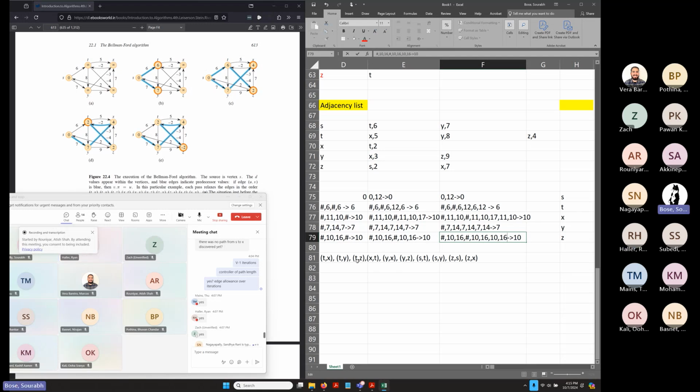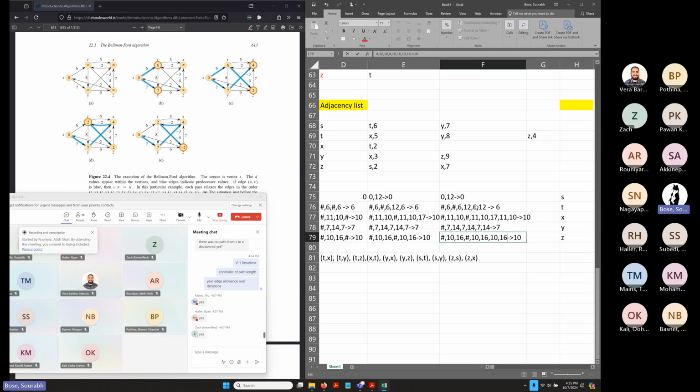Which one was I doing? TZ, right? So S to T is currently 6 and TZ is currently 4. So that's 10. Oh, that one was the previous one. I think I was doing YZ. YZ is essentially S to Y is 7 and YZ is 9. It should be 16. My bad. Yes, 16. Very good. It remains 10. Then we have ST.